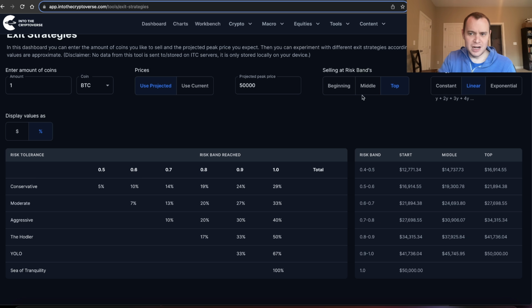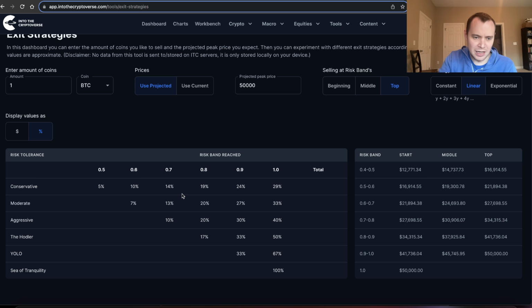So let's say you're following a linear selling strategy and the moderate approach, which is what I do. It means selling about 7% in the 0.6 to 0.7 risk band, then 13% at 0.7 to 0.8, 20% at 0.8 to 0.9, 27% at 0.9 to 1, and so on and so forth, right? This is off by one, so it's 0.5 to 0.6, 0.6 to 0.7, 0.7 to 0.8, 0.8 to 0.9, and then 0.9 to 1, meaning if it makes it to the highest risk level, then you're selling your remaining Bitcoin, which would have represented 33% of your original stack.